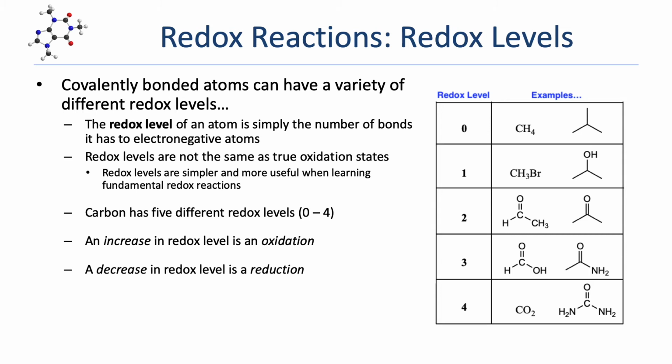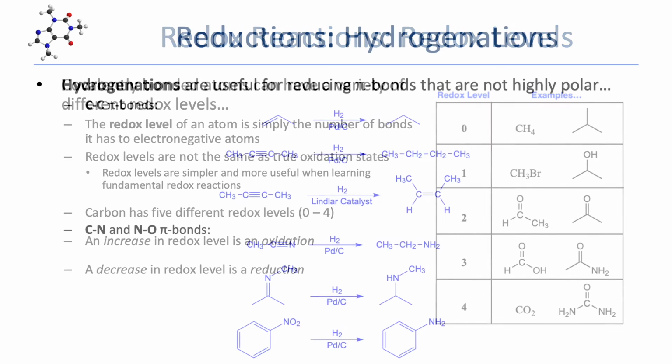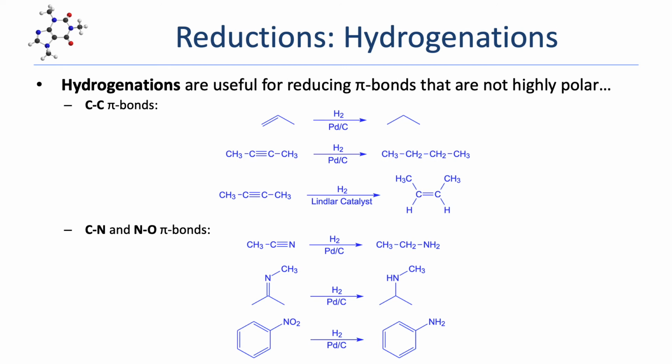So when it comes to looking at oxidations and reductions on covalently bonded atoms like carbon, rather than calculating true oxidation states, we simply look for changes in the redox level. An increase in redox level during a reaction is going to be an oxidation, and a decrease in the redox level during a reaction is going to be a reduction. So the first reactions we're going to look at are reductions. And we're going to break down reductions into 3 subcategories.